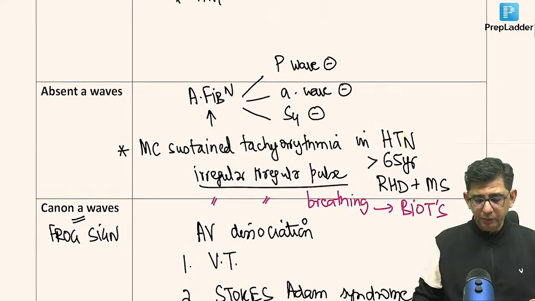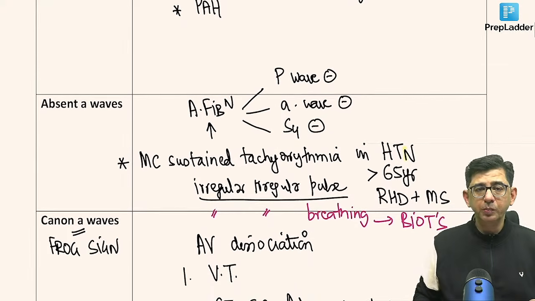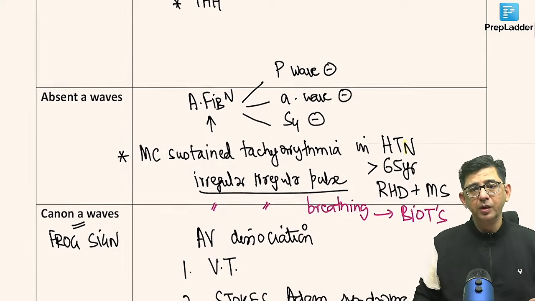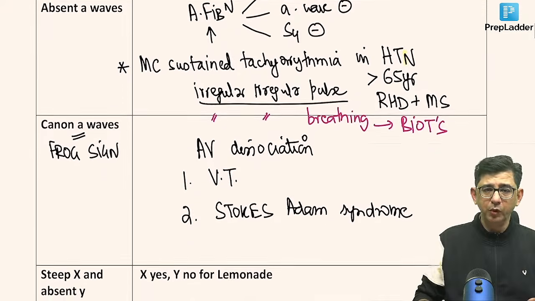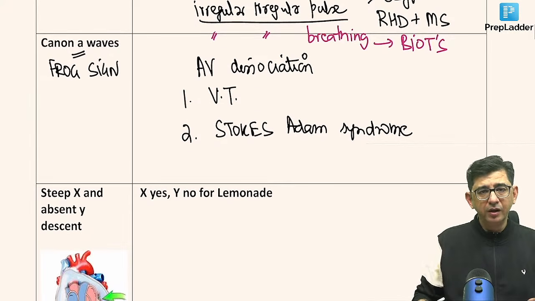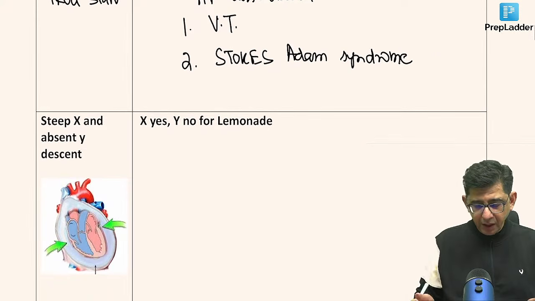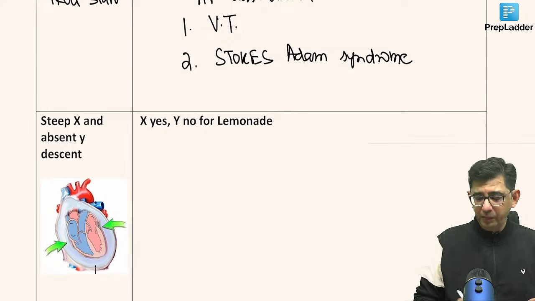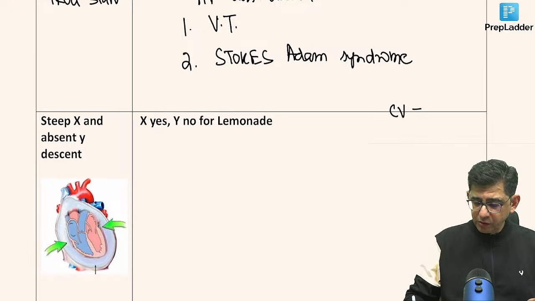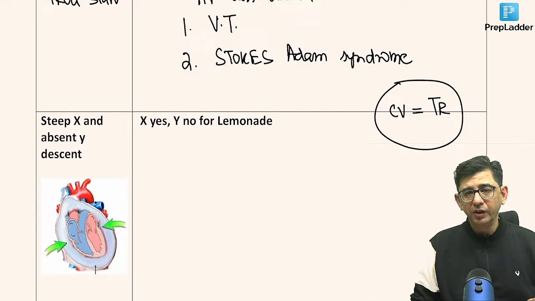So we've done 3 bits again: large, super large, and then absent A waves in a patient with some additional information put in. Then there is that standard question of your paper, steep X and absent Y descent in a patient. Somebody had commented about the CV wave also, that is for tricuspid regurgitation. So that's accessory information.